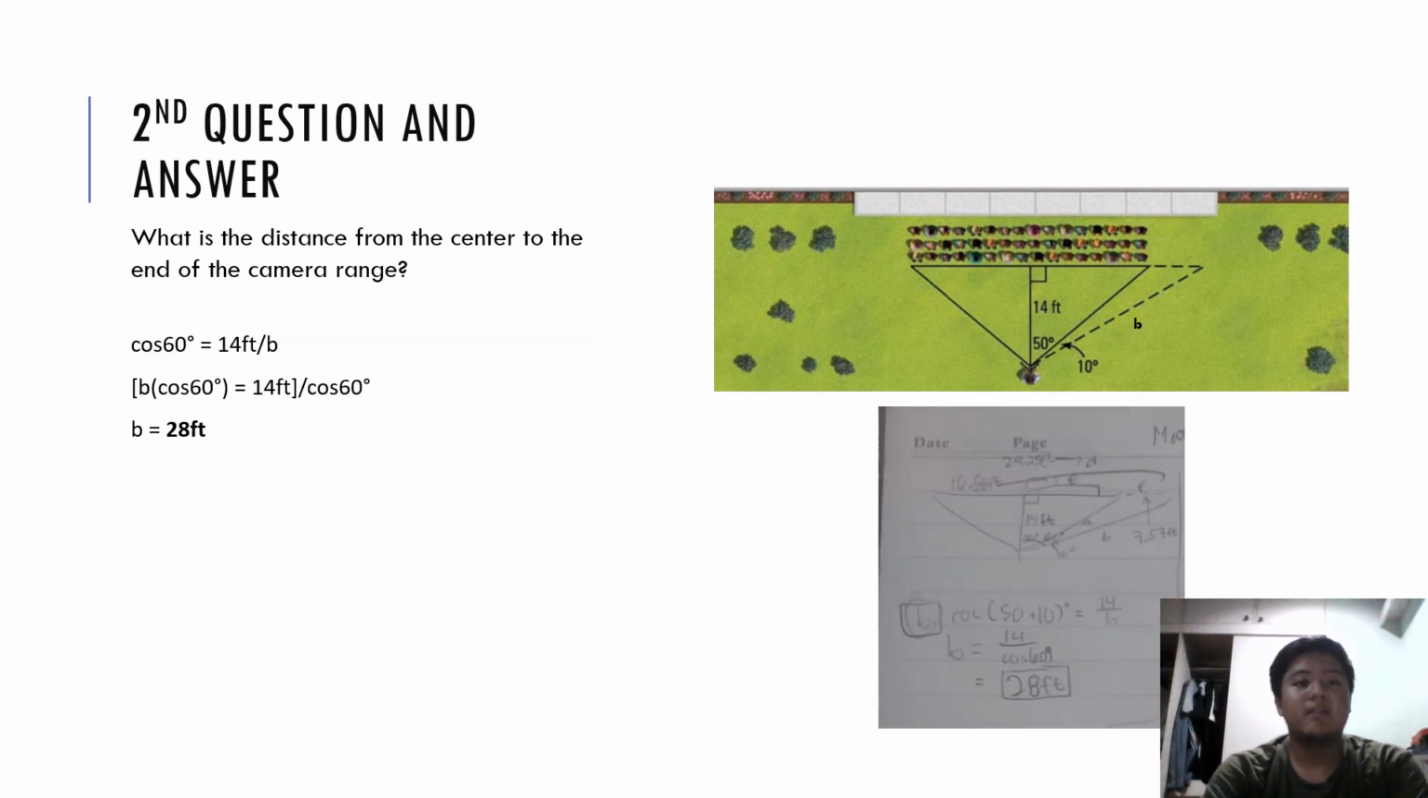Second question is, what is the distance from the center to the end of the camera range? Here we find length B, which is to the end of the camera. This is from the A previously, and this is what we're going to find now. We can still use cosine for this, but there's 10 degrees more than before, which makes it 60 degrees. It all adds up to 60 degrees. So cosine of 60 degrees equals 14 feet over B. It's just like the previous. So B times cosine of 60 degrees equals 14 feet. Divide both sides by cosine of 60 degrees, and you're left with 28 feet.